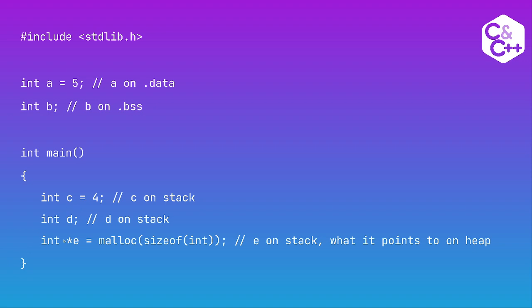And when we do int pointer e equals malloc of sizeof int, e is on the stack, but what it points to is on the heap. So it points to somewhere in the heap where we will keep the actual int variable.